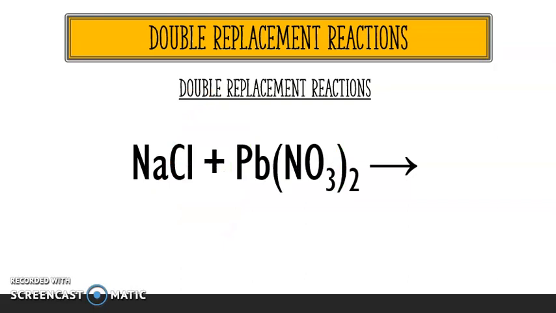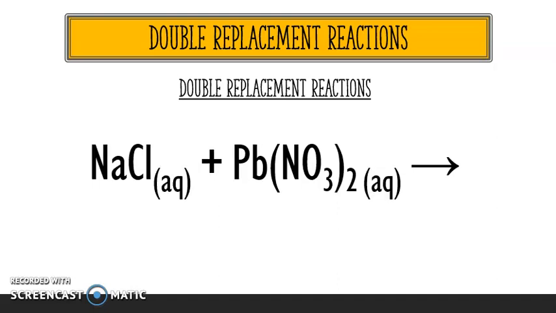Let's take a look at a real chemical example. How about the reaction of NaCl meets Pb(NO3)? Now, the first thing that we're going to need is those state symbols. Double replacement reactions require that both of the reactants that are going in are both aqueous. Otherwise, this isn't going to work. Now, remember what aqueous really means. That means that the cation and the anion are no longer attached when they're in water.